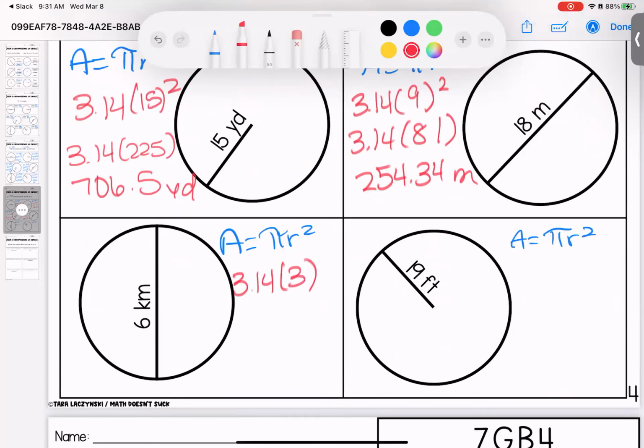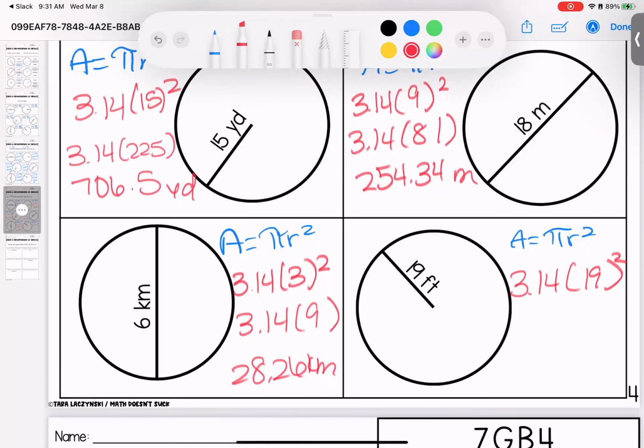Here they gave me the diameter, so make sure you split it. 3.14, half of 6 is 3 squared. 3.14, 3 times 3 is 9. Gives me 28.26 kilometers. Last one, they gave me the radius. So 3.14 times 19 squared. When I do 19 squared, make sure you do 19 times 19, not 19 times 2. This becomes 3.14 times 361. It's a big one. This leaves you with 1,133.54 feet. Any questions on these, kiddos? Bring them with you to class.